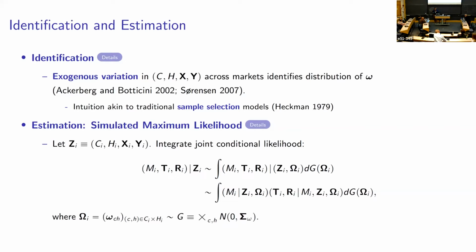And then I'm going to wrap everything up and estimate by simulated maximum likelihood. So conditioning on the omegas, I'm going to have a choice probability for the matching. I'm going to have a duration likelihood, and I can wrap up. Yes.